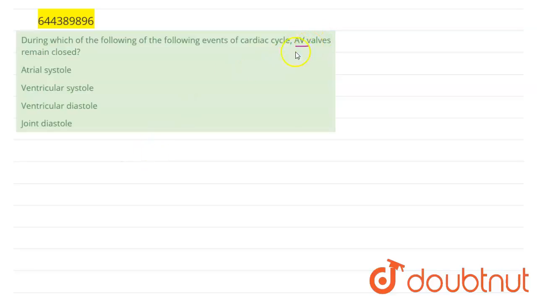Hello students, the question given is, during which of the following events of the cardiac cycle do the AV valves, that is the atrioventricular valves, remain closed? Our options are atrial systole, ventricular systole and diastole, and joint diastole.